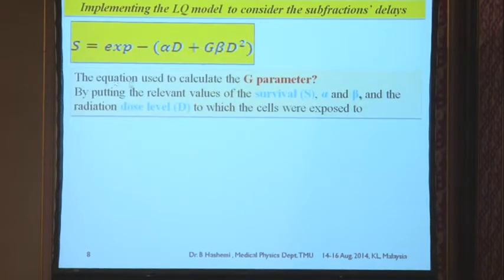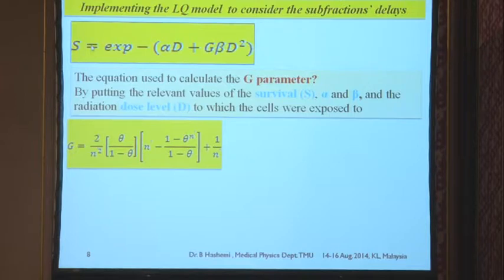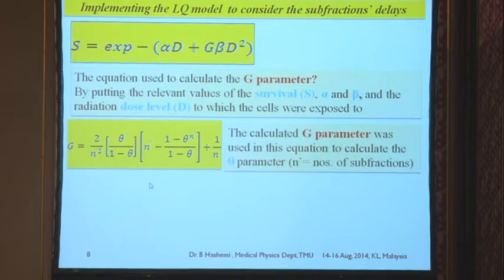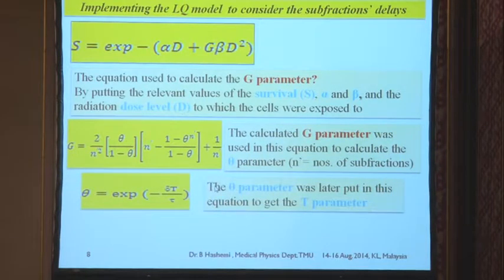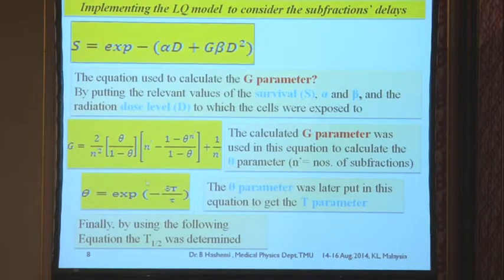This equation was used to calculate the G parameter, which is used as a parameter to compensate the prolonged delivery time. And by determining the survival of the cell lines and also given a dose and knowing the alpha and beta, we can find the G factor for any cancer cell line, as we did in this study. And because of the shortage of time and the complexity of this formula, I go through this slide.